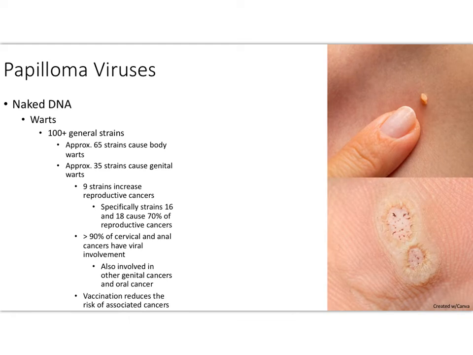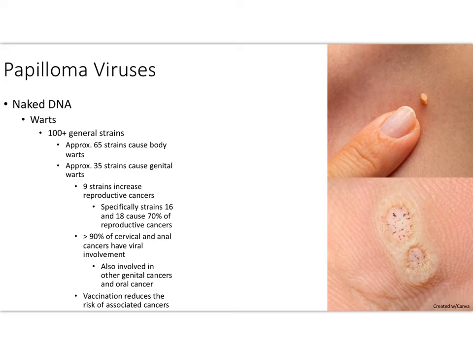Our next set of viruses are the papilloma viruses. These viruses are primarily associated with what we call warts, which are small growths or kind of outcroppings, oftentimes, on the body. There are over 100 strains of papilloma viruses that infect humans, and there are all kinds of papilloma viruses that infect various animals as well.